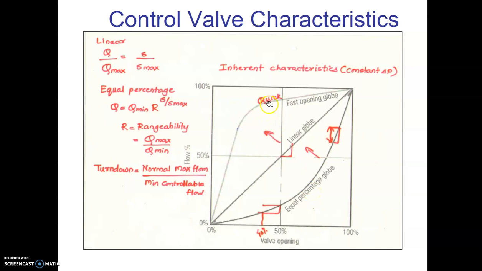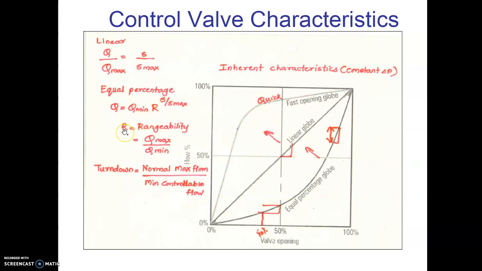Quick opening is on-off type. For a linear characteristics, the percentage flow is directly proportional to percentage opening. So if it is 50%, the flow is 50%. If the opening is 40%, the flow is also 40%. For equal percentage, we can divide the curve into two parts as shown by this line. So below 50%, the slope of the curve is less, and for this part of the curve, the slope of the graph is steep. Now these are the equations for linear control valve and equal percentage control valve.